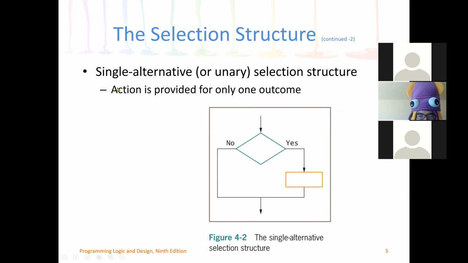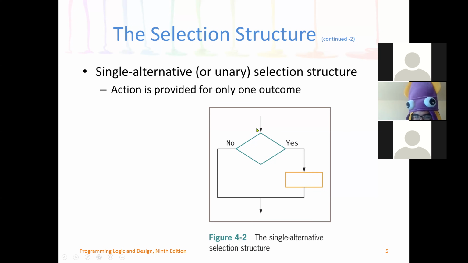We also have what we call the single alternative or unary selection structure. This will provide an action for only one side, most of the time for the true section. Also, we call it a one-way selection structure. So again, I have a condition.